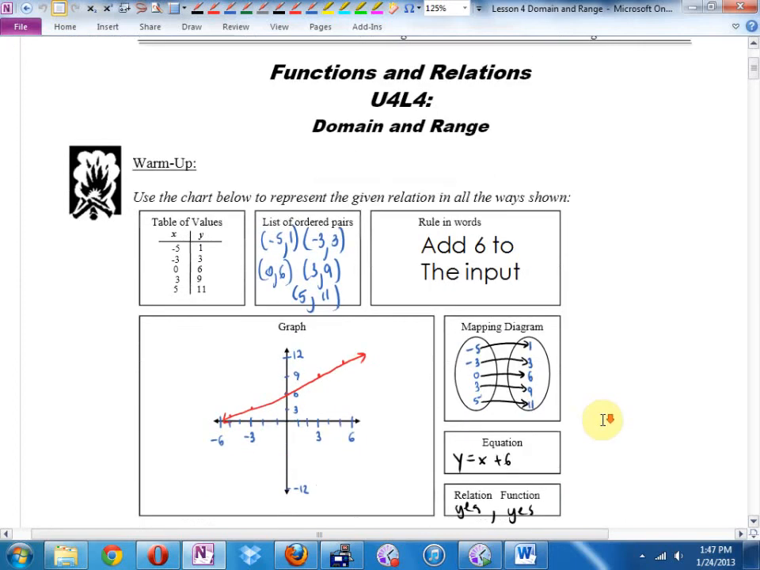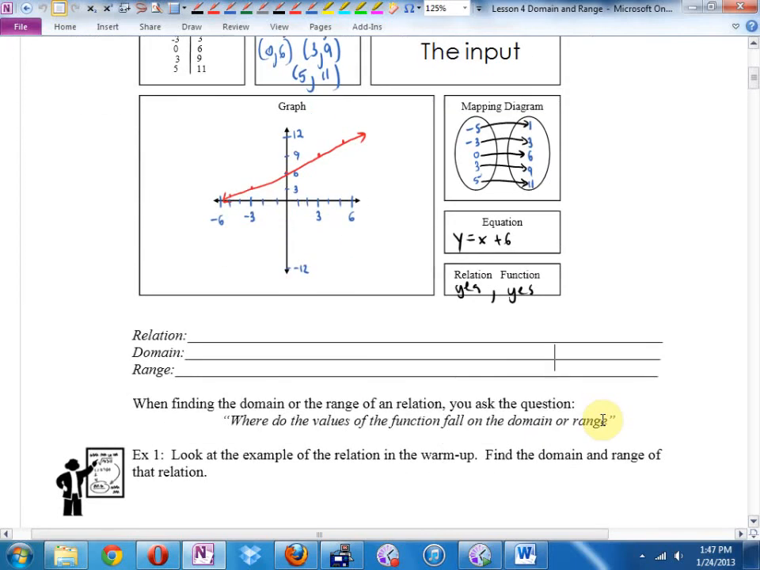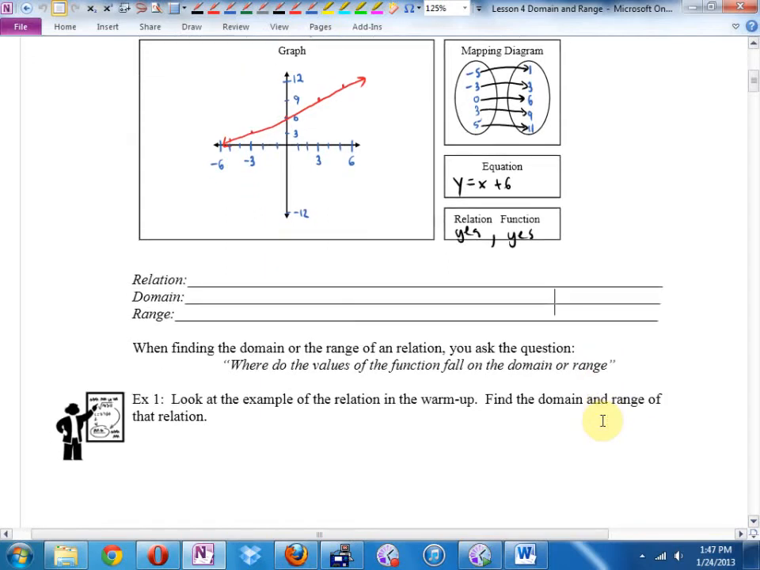So continuing on with lesson 4, we talked about what was a function, what wasn't a function. We said a function had to have one y value for every x value, which was tough to spot if it was points. We had that vertical line test, which allowed us to spot when it was a graph, whether it was a function or not. We're going to introduce to you today domain and range.